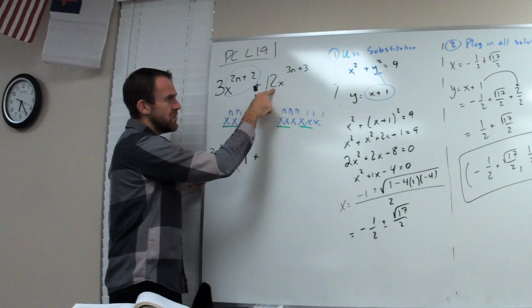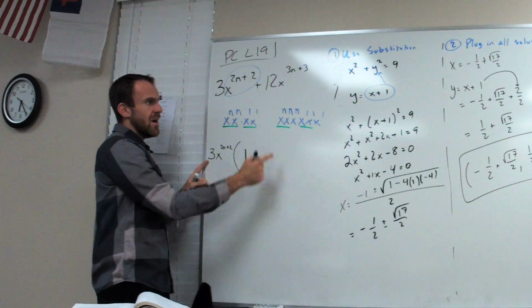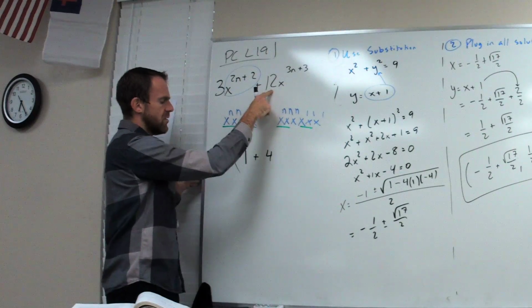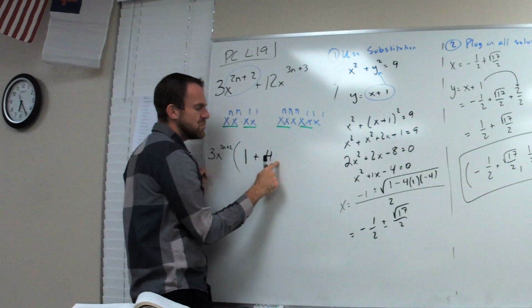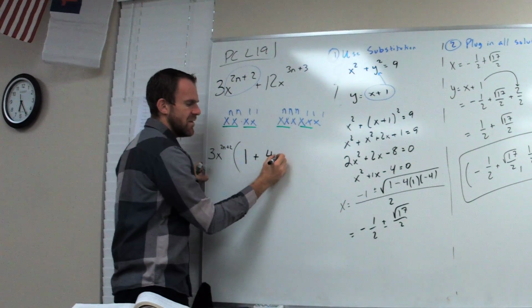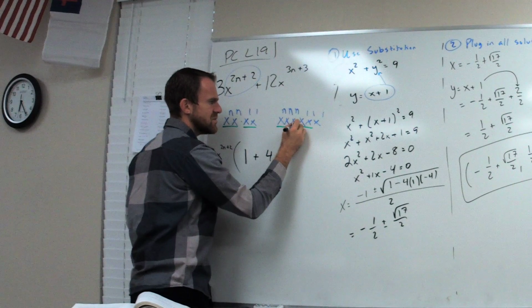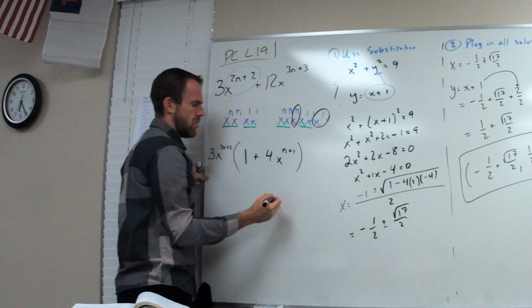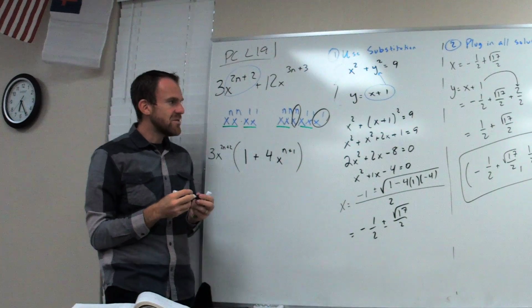Plus, what am I left with here? If I pulled out 3, I'm left with 4 because 3 times 4 is 12. X to the 2n times what is x to the 3n? That would be x to the n. It's this one. Plus 1. So that is our factorization of this.